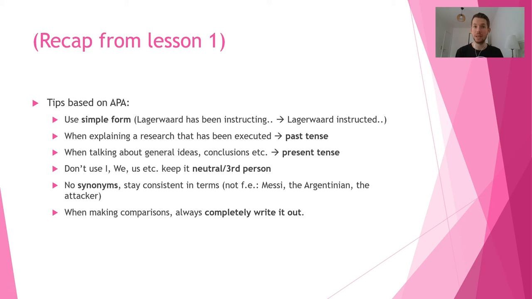Some tips based on the APA: you should use the simple form. So instead of using the past perfect, you can use the past simple. When explaining a result has been executed, use past tense, and when talking about general ideas and conclusions, use the present tense. Don't use I, we, us; keep it neutral, third person. No synonyms, stay consistent in terms. And when making comparisons, always completely write it out.